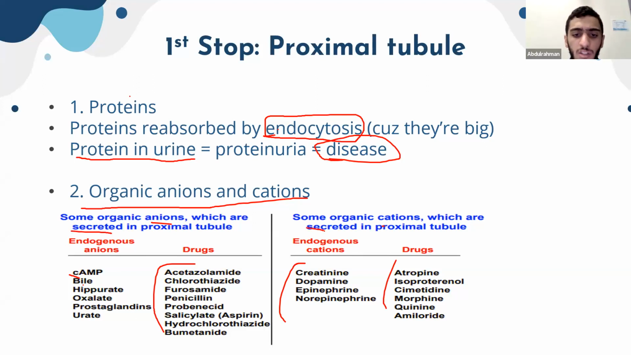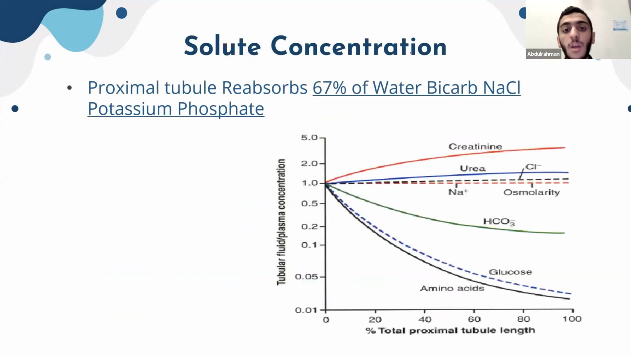For example, drugs: after a drug is broken down, you're going to learn this in pharmacology. You can't keep a drug in your body. After you use the drug, it's a waste now, so you want to get rid of it. One way to get rid of it is through the kidney. So anything else, any big stuff, we get rid of right away in the proximal tubule. Clear?